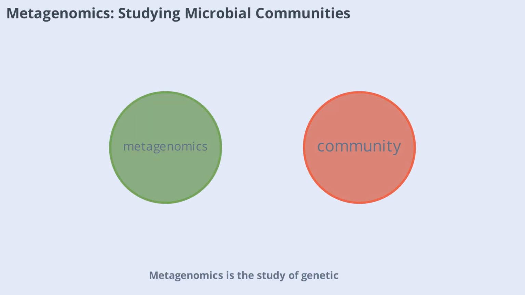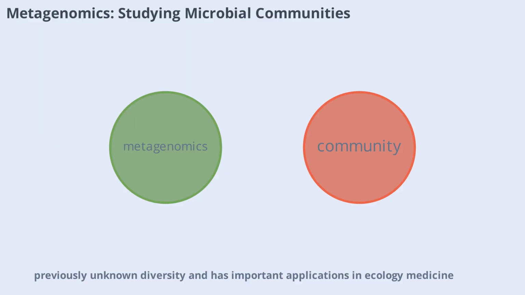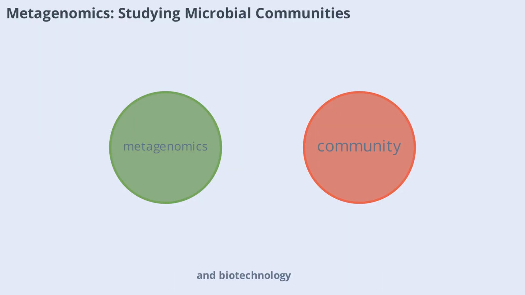Metagenomics is the study of genetic material recovered directly from environmental samples. This approach allows scientists to analyze entire microbial communities without needing to culture individual species. Metagenomics has revealed vast, previously unknown diversity and has important applications in ecology, medicine, and biotechnology.